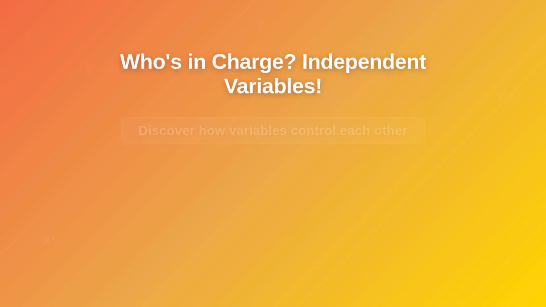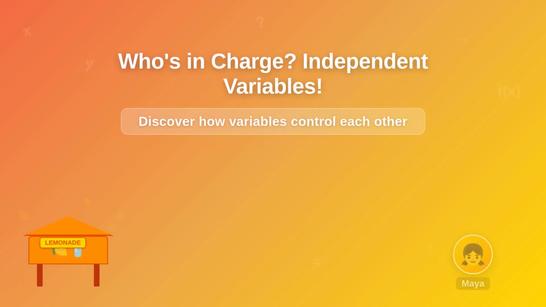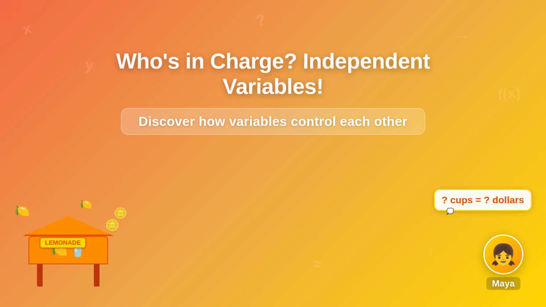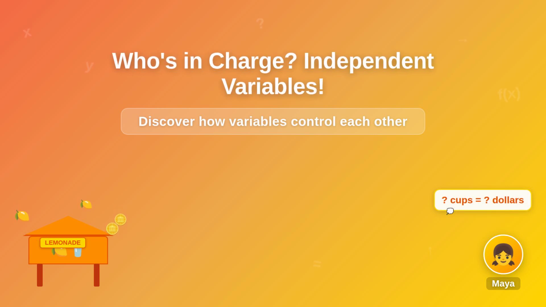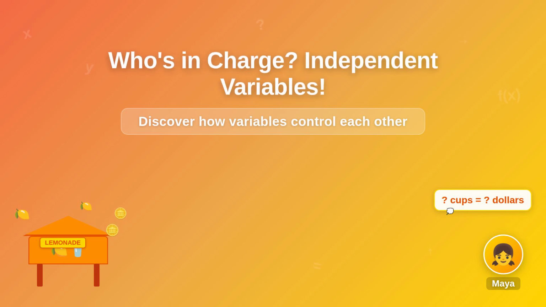Meet Maya. It's a hot summer day, and she just set up a lemonade stand in her neighborhood. She's got a big question. The more cups she sells, the more money she makes. But which one controls the other? That's exactly what today's lesson is about.